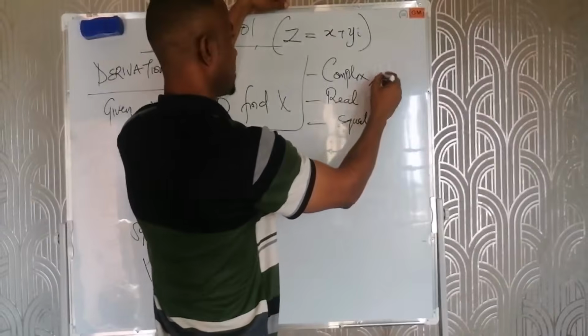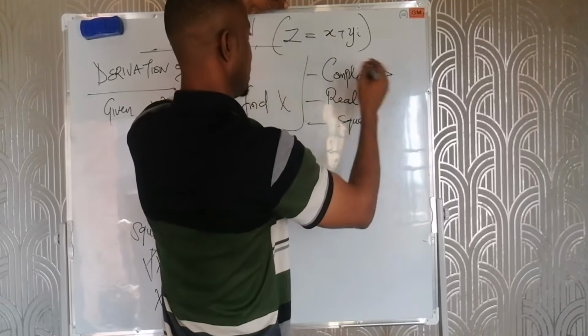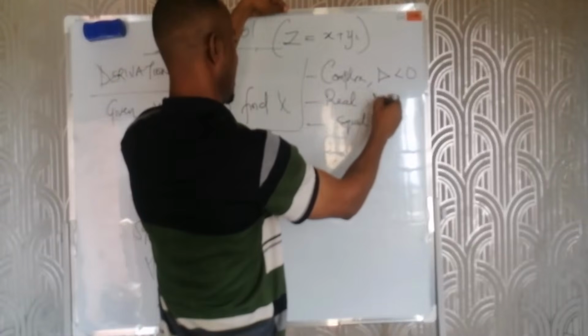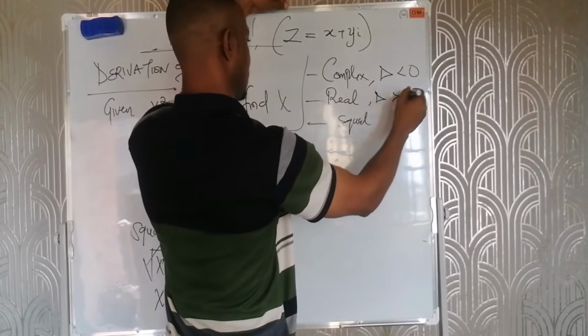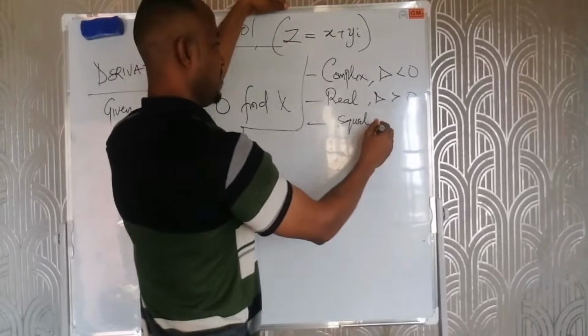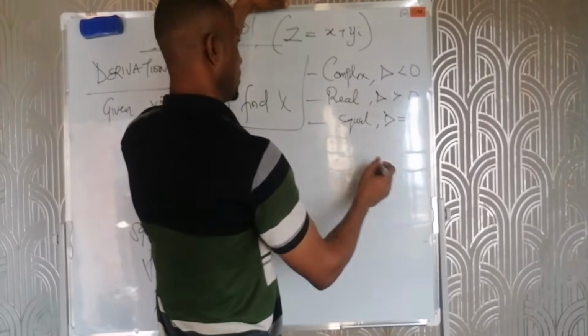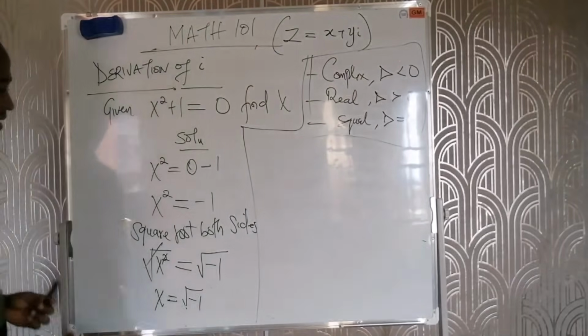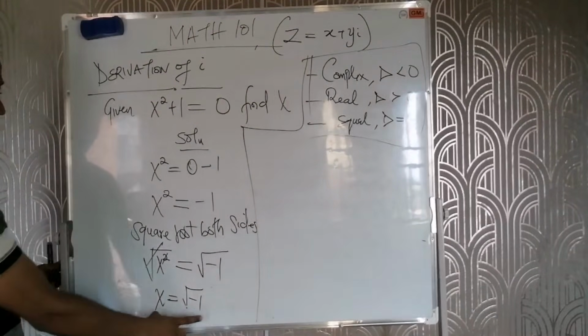When a root is complex, it means the discriminant is less than 0. When a root is real, it means the discriminant is greater than 0. When a root is equal, it means the discriminant is equal to 0. I'll come back to this, just take note. So for this, the discriminant is less than 0.